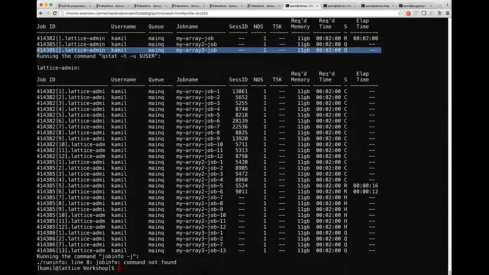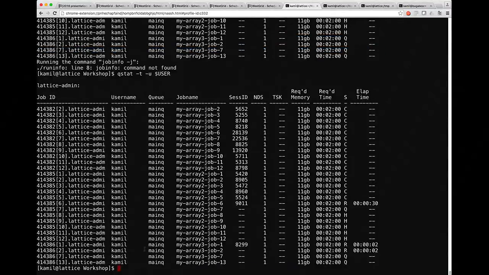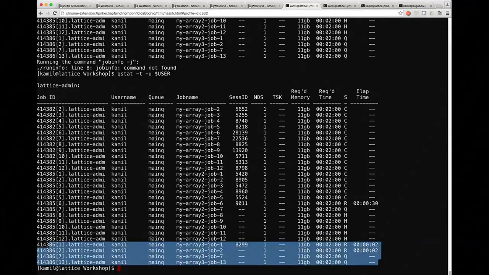In this case, this job is called myArrayJob3. It has different indexes: 1, 2, 7, and 13. As you can see here, our new job has the indexes 1, 2, 7, and 13. So with the version of the scheduler on Lattice, it actually ignored the negative and just turned it into a positive number. If you run this job with the new scheduler.